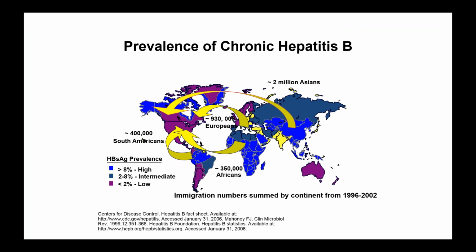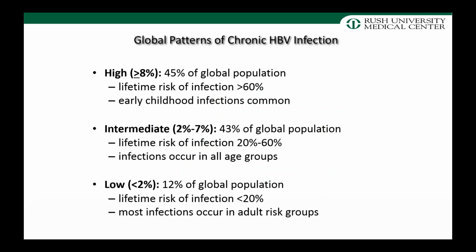Prevalence of chronic hepatitis B is worldwide. Again, it's most prevalent in the developing world: Asia, Africa, South America. With immigration to the United States, we are seeing more and more chronic hepatitis B here. In areas of high prevalence, which make up 45% of the global population, there's a lifetime risk of infection that exceeds 60%. And most of the time, these are early childhood infections.